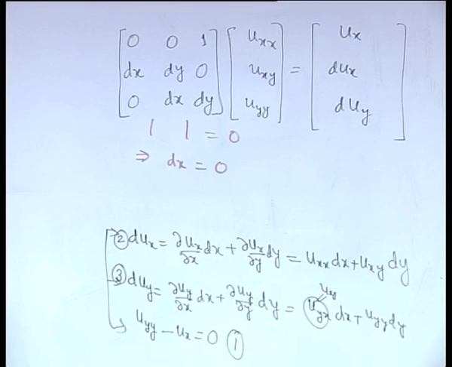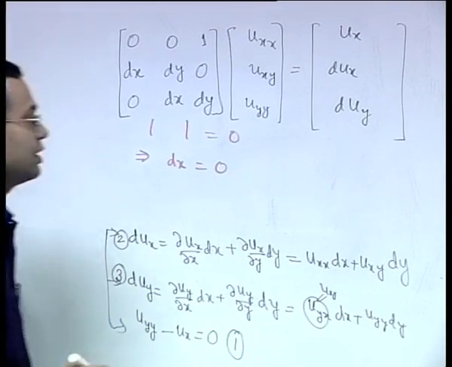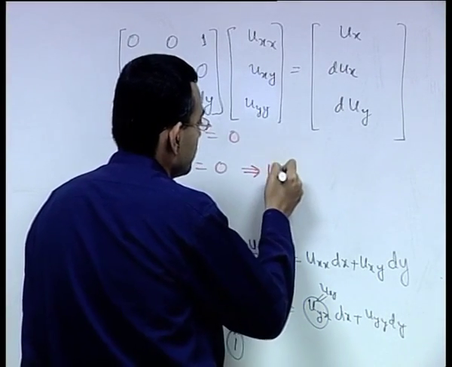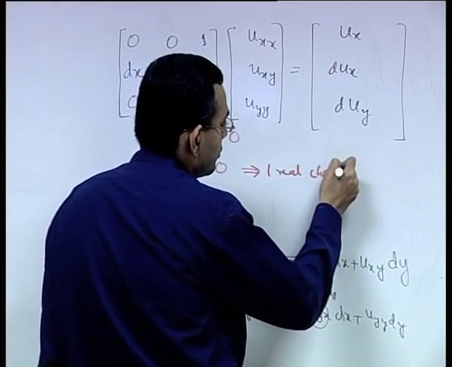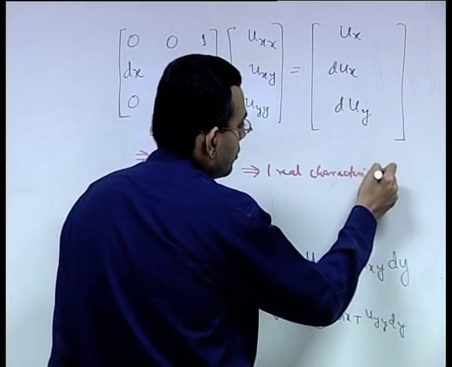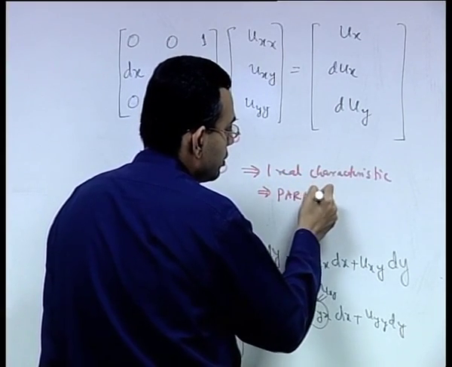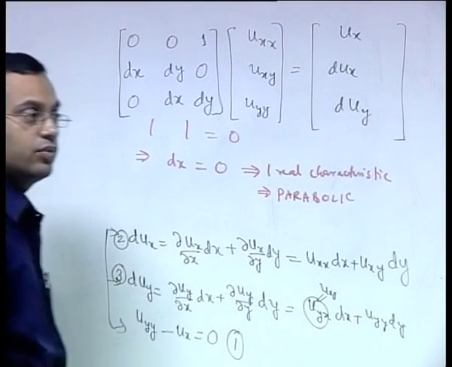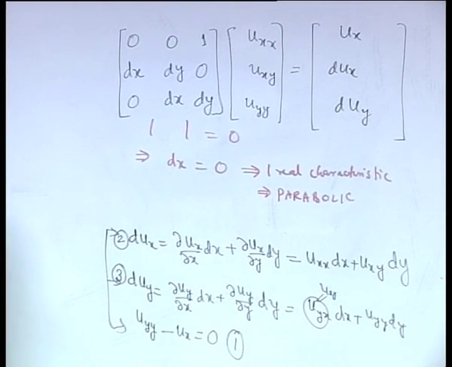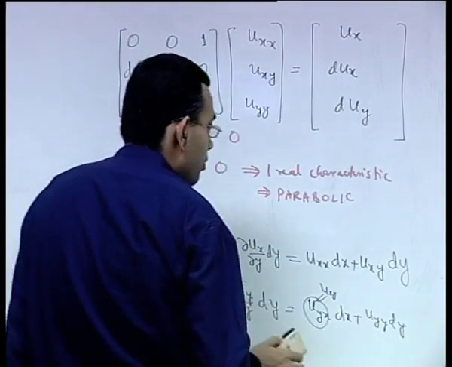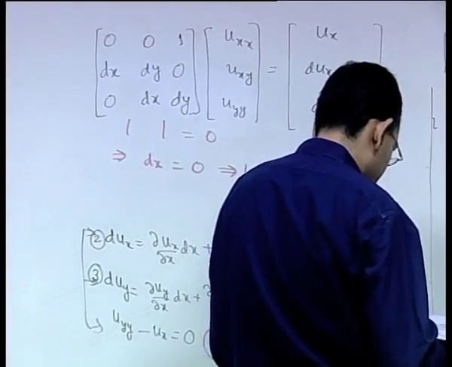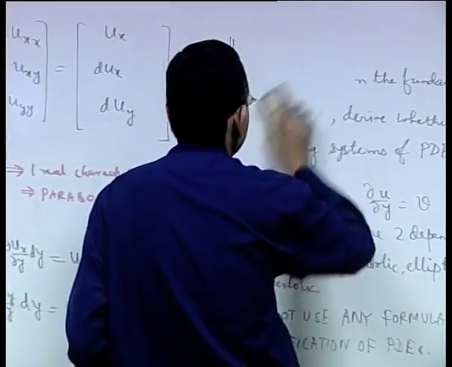So, x is some constant, so that is one real characteristic, which implies that it is a parabolic partial differential equation. Okay. Then let us consider the next question.